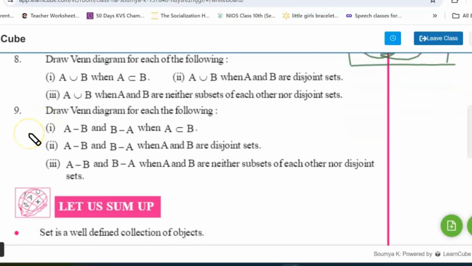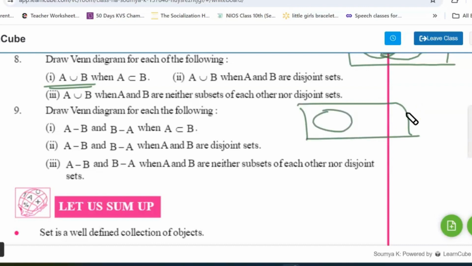Next one is Venn diagram. Draw Venn diagram for the following: A union B, when A is a subset of B. That means this A is a subset, so A is inside B. This is the universal set, and A intersection B you have to find out. Sorry, not intersection, it is union. So this area as well as this whole area is the answer for this question.